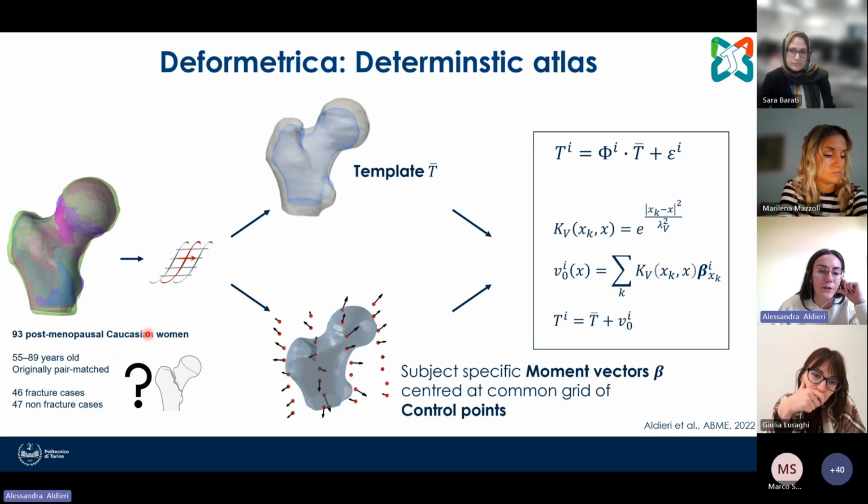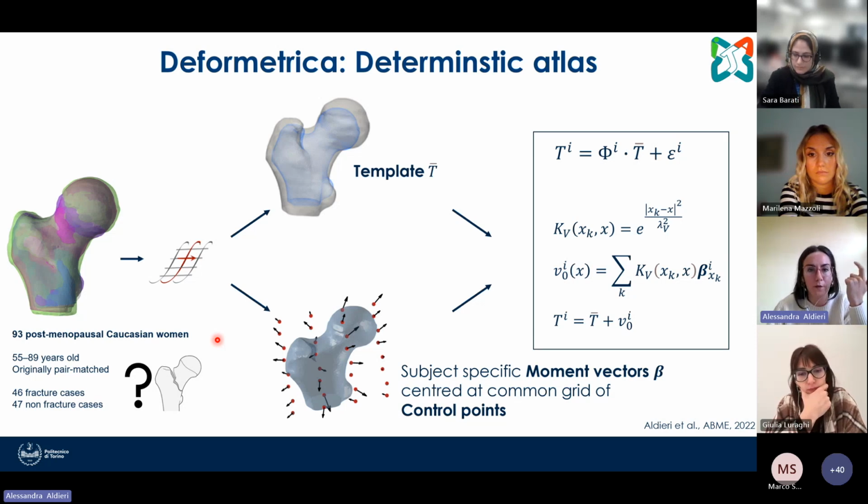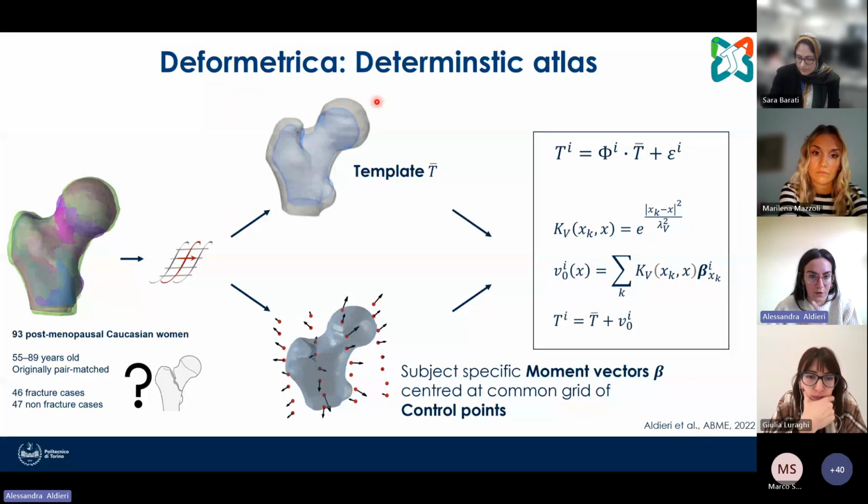So our main interest was basically assessing if we could find a relationship between shape and fracture risk. And so Deformetrica represented the first step in trying to achieve this objective. And particularly, we adopted Deformetrica for the deterministic atlas construction. So what is a deterministic atlas? When Deformetrica is asked to build a deterministic atlas, it will give a template, which is the mean anatomical shape computed over all the shapes we were given as an input. Here, the template is shown in blue, and it is superimposed just as an example to a patient-specific shape.